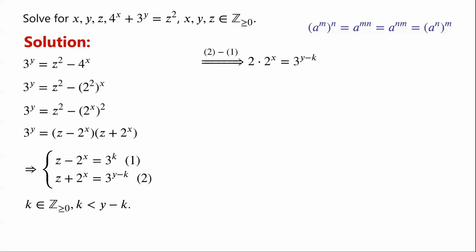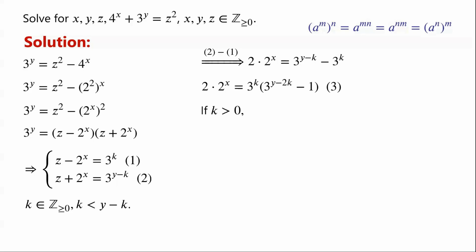Equation 2 minus equation 1, we have 2 times 2 to the power of x equals 3 to the power of y minus k, minus 3 to the power of k. As 3 to the power of y minus k and 3 to the power of k have a common factor 3 to the power of k, they can be factorized and written as 3 to the power of k, times (3 to the power of y minus 2k, minus 1).